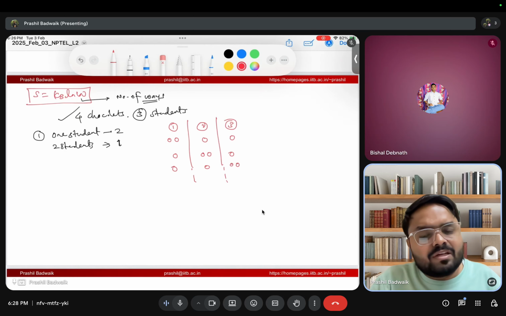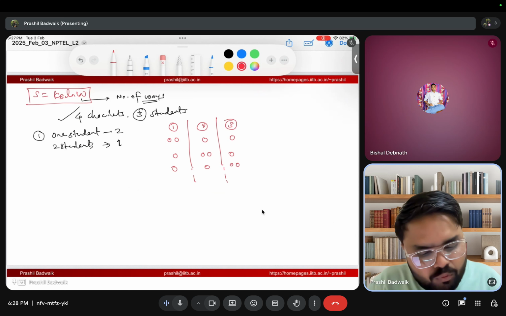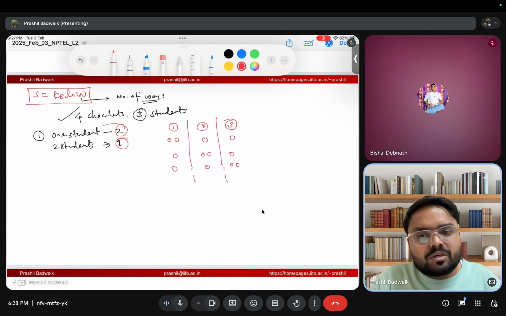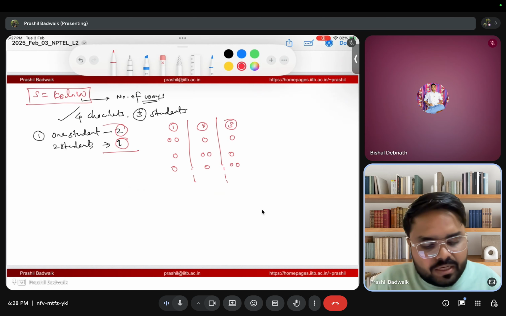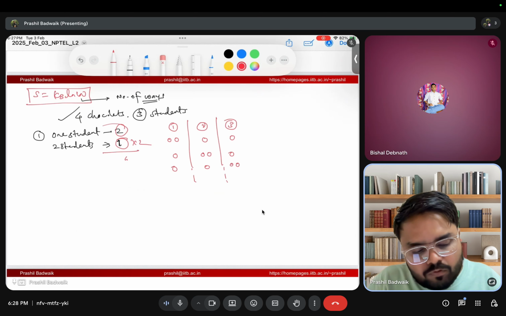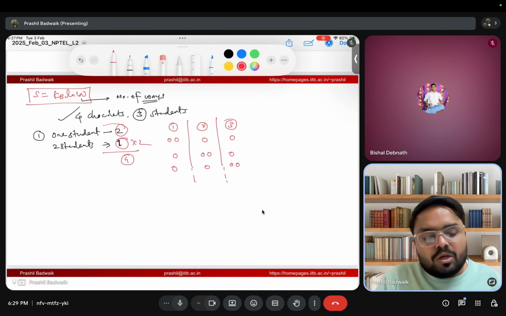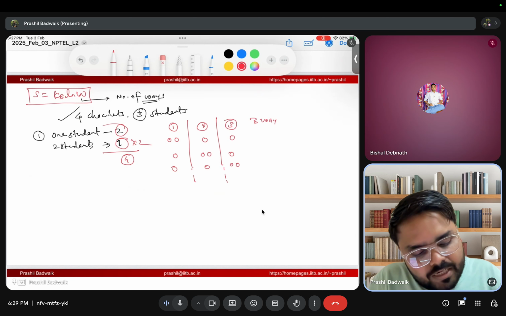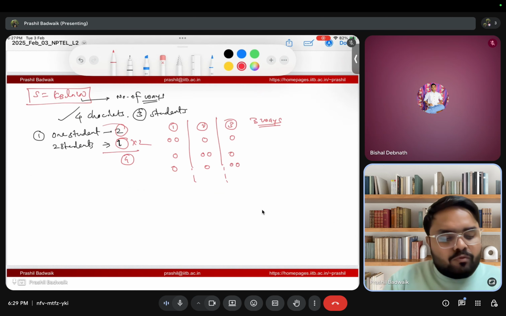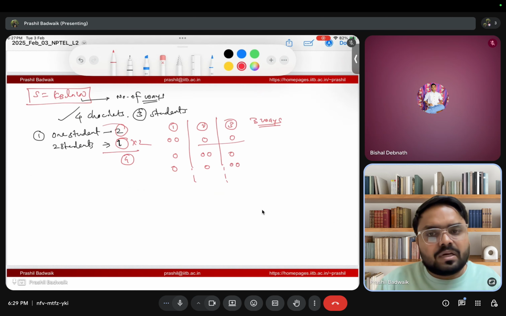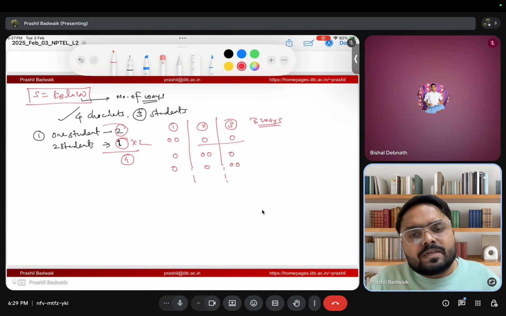So how many ways can I give this distribution where one student has two chocolates and the rest two will have 1 1? Total number of chocolates is how many? Four, correct? So there are three ways in which I can distribute. I can give two chocolates to the first student and 1 1 to the others, correct? And I can have this way also. So how to calculate these three ways?